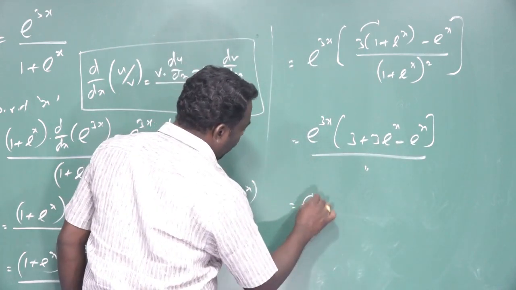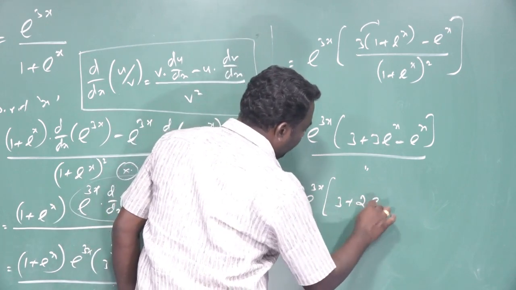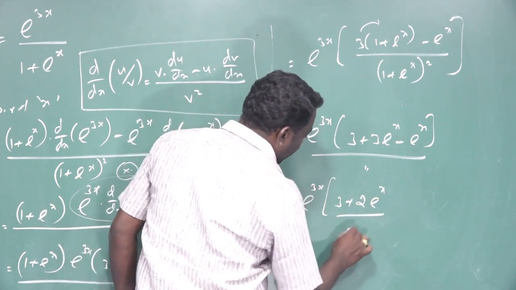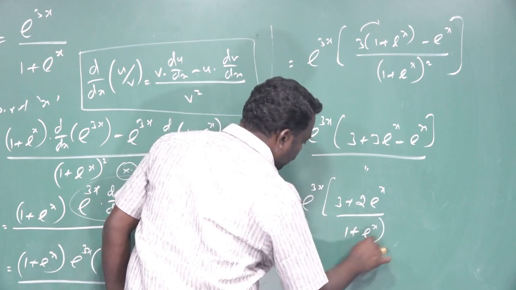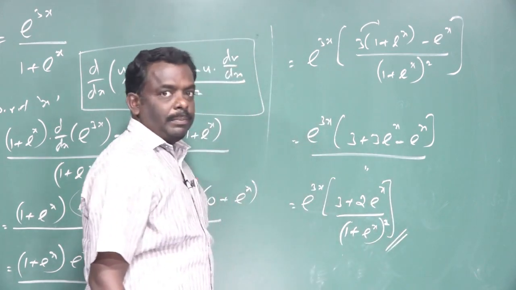That is equal to e power 3x outside, the same, 3 plus 2 into e power x, by (1 plus e power x) whole power 2. And this is called the final simplification.